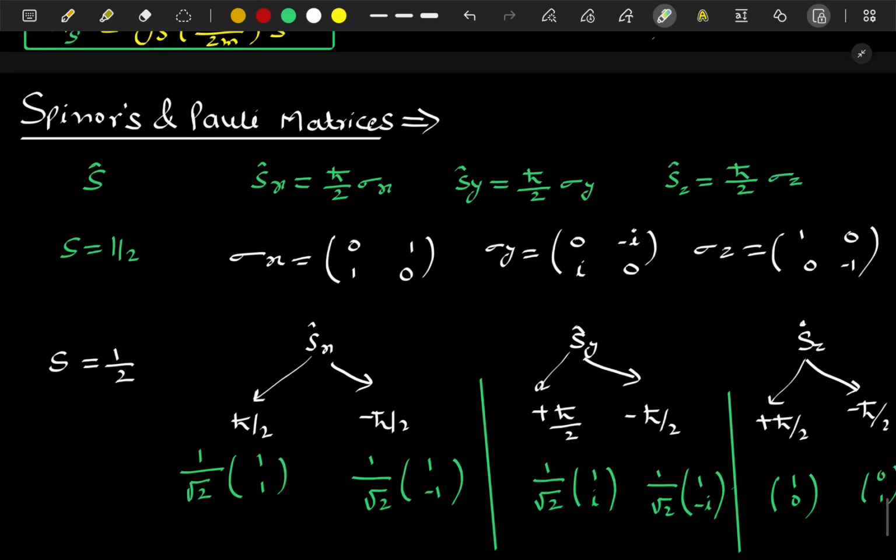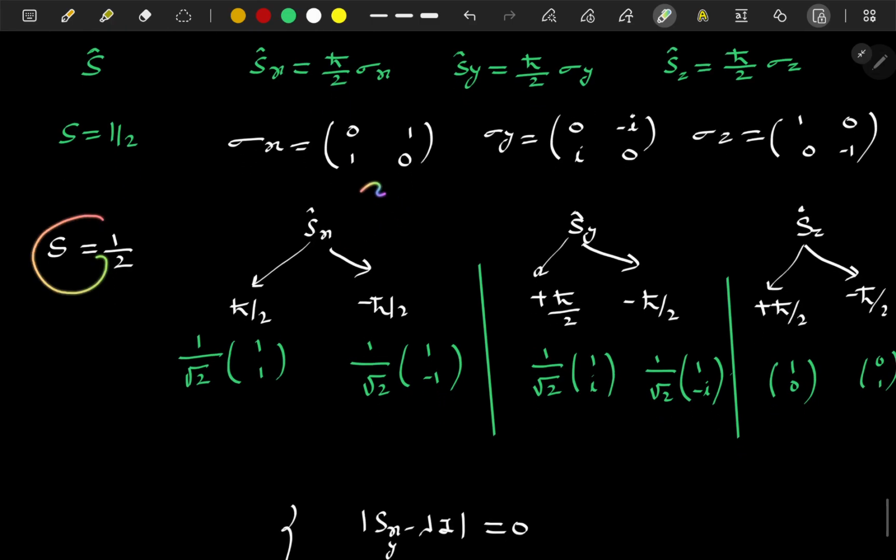Now, spinors and Pauli matrices. For s equal to half, we are having Sx, Sy, and Sz. Sigma x is 0, 1, 1, 0; sigma y is 0, minus iota, iota, 0; sigma z is 1, 0, 0, minus 1. You have to remember this also. It is very easy. 0 1 1 0. Similarly, put iota here and minus iota. Okay, and for sigma z, put 1 and reverse it and put minus 1.